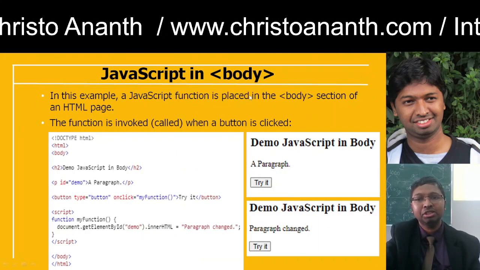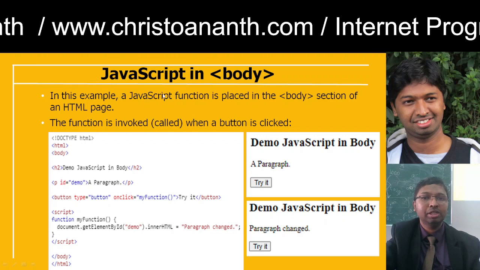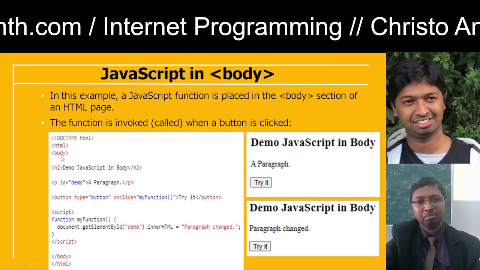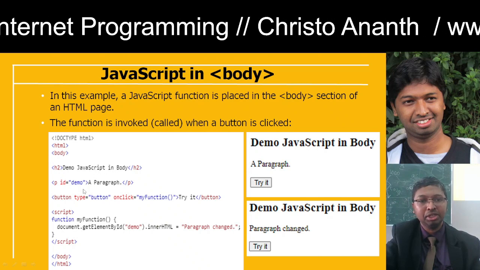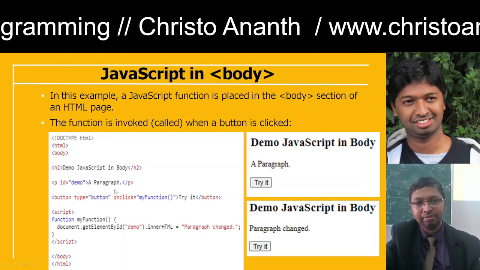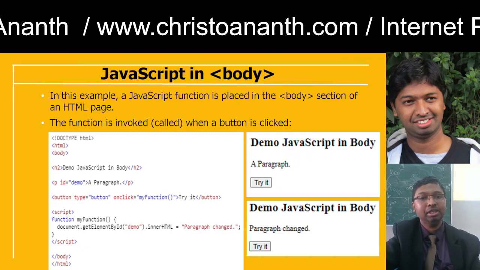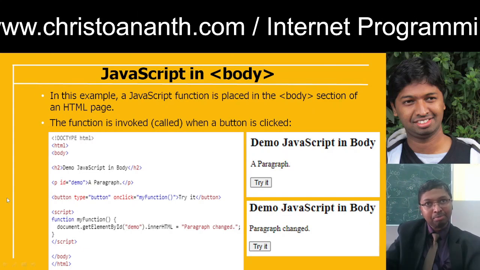And you can also put it in the body. So the JavaScript function is placed in the body section. So you'll have HTML body demo JavaScript in body, p id demo a paragraph, then you have button onclick myFunction, try it button. So that can be placed within the body.